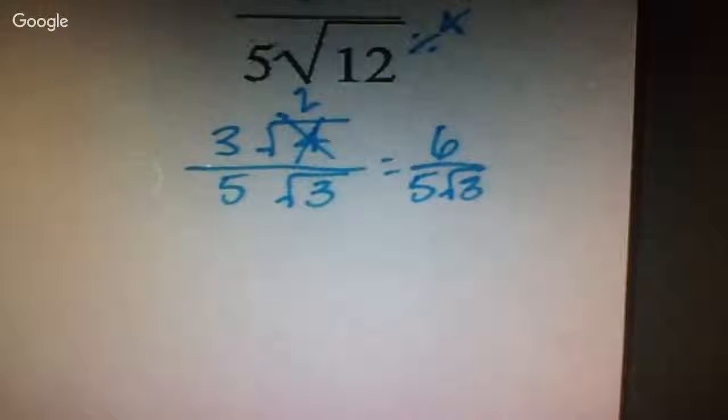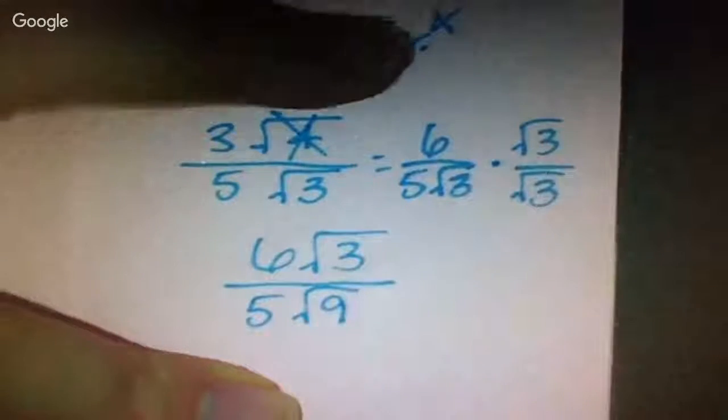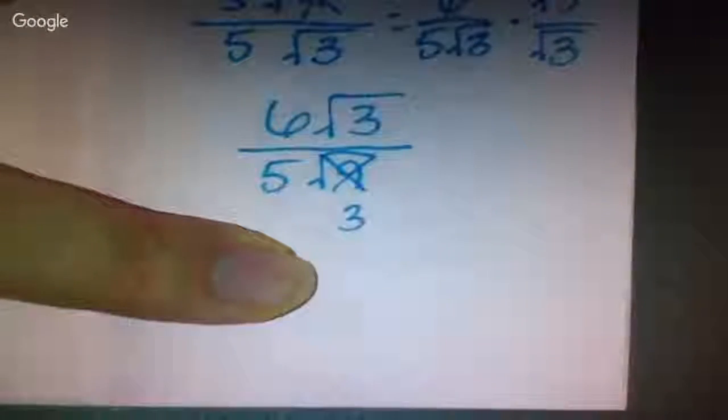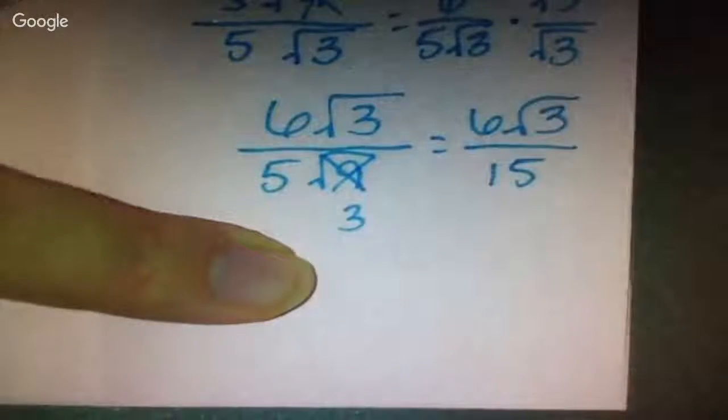So what do I need to multiply to rationalize the denominator? The square root of 3. So I multiply the top by the square root of 3 and the bottom by the square root of 3. I get 6 square roots of 3 over 5 square roots of 9. Good. Square root of 9 is actually 3, so 6 square roots of 3 over 15.